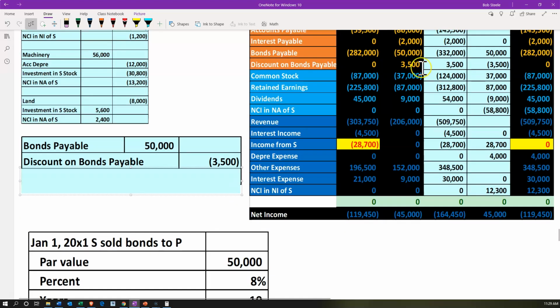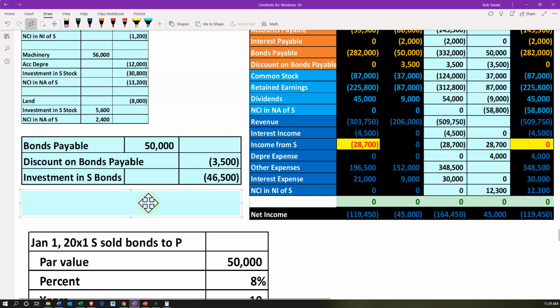Now, it could be a little bit more tricky if a book problem didn't give you the amount of the discount right here. We might take a look at that in the future. You'd basically have to calculate what the discount was at a certain point in time and then remove it. But the point of this problem is, of course, we have to remove the entire discount at that point of the consolidation. Then we have the investment in S bonds that has to be removed.